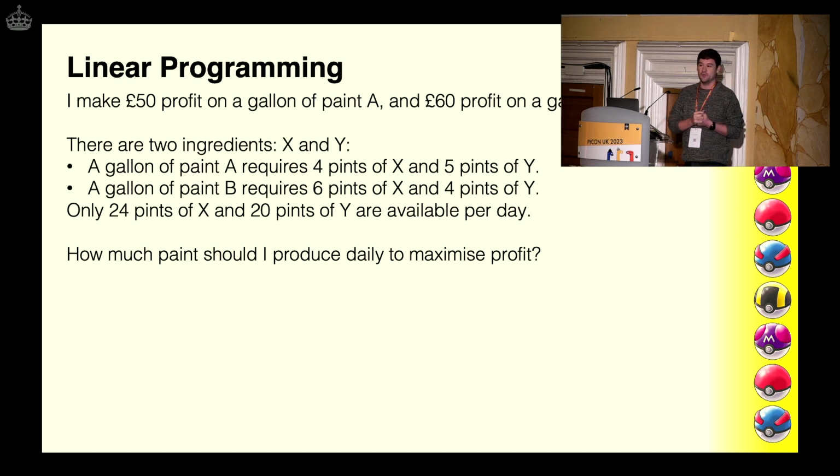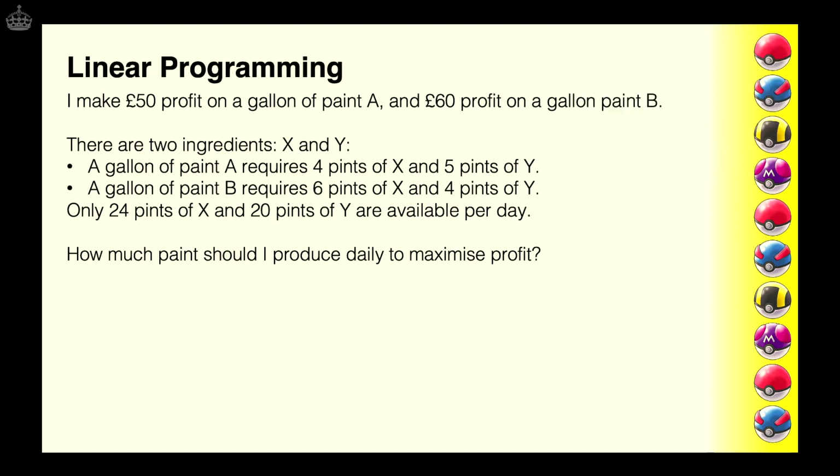So this is the example I always use. Let's say I am a paint creator, a paint manufacturer, okay? And I can make £50 a profit on a gallon of paint A and £60 a profit on a gallon of paint B. To create these paints, there's 2 ingredients, X and Y. To create a gallon of paint A, I need 4 pints of X and 5 pints of Y. To create a gallon of paint B, I need 6 pints of X and 4 pints of Y.